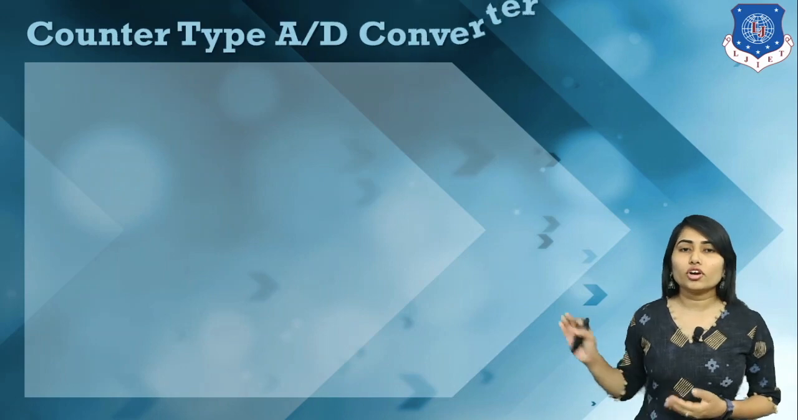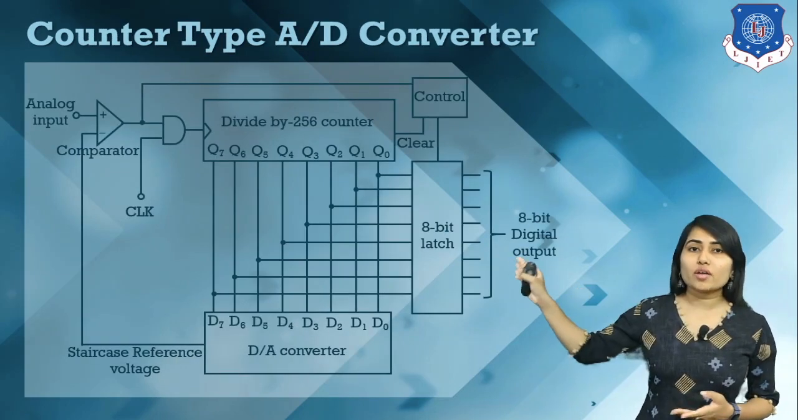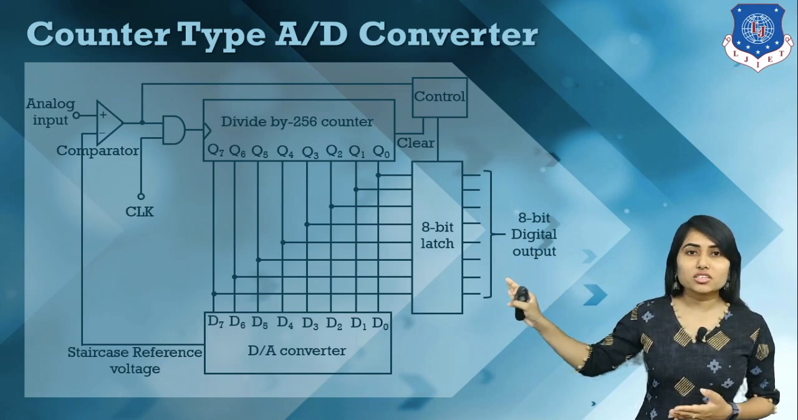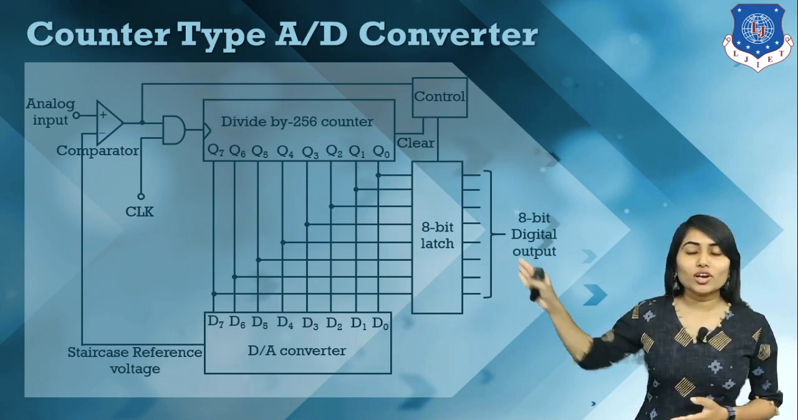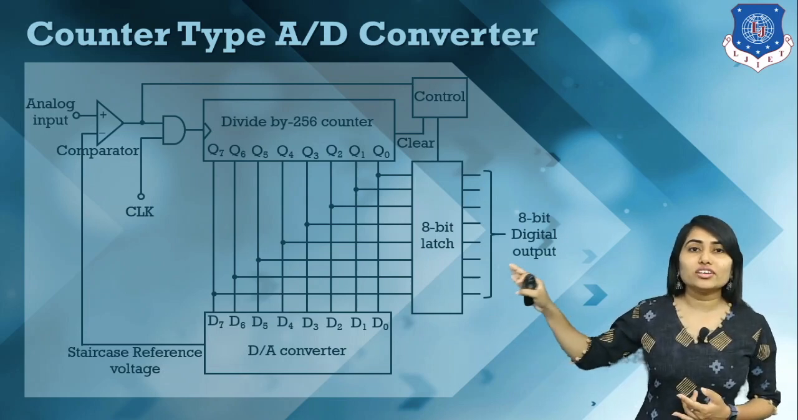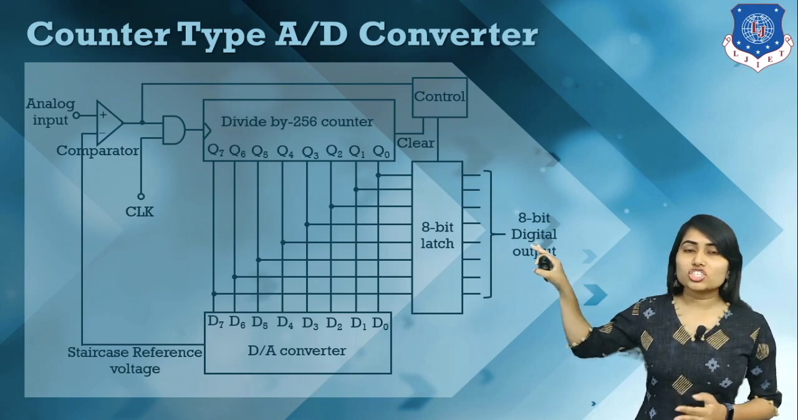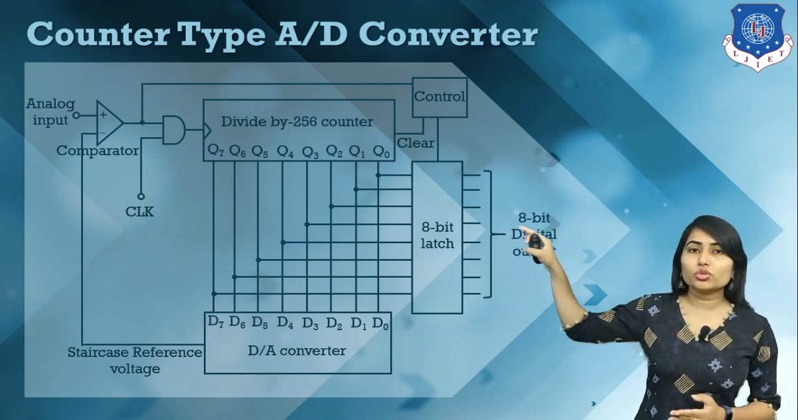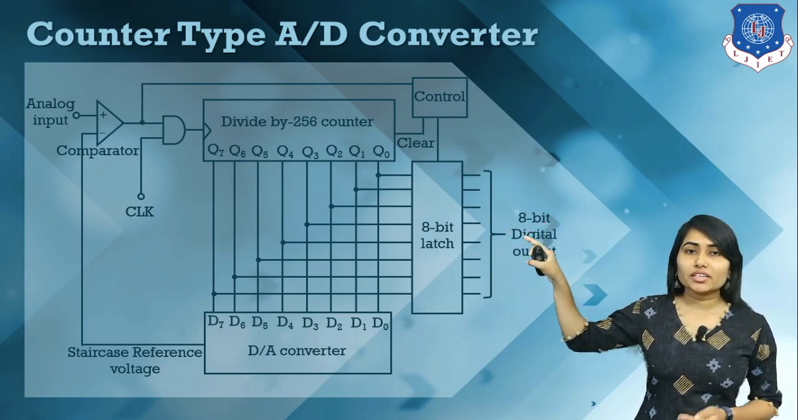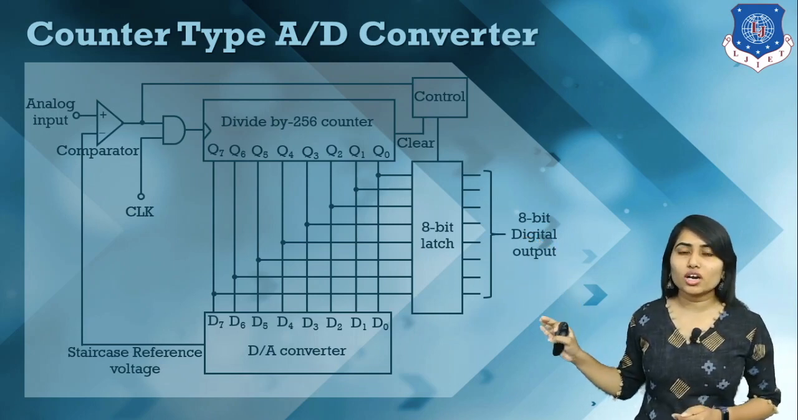Here we have a basic logic circuit for our counter type analog to digital converter circuit. Here we have a comparator which compares the value, that is our input voltage, with the digital to analog converter's value. This comparator's output is given to an AND gate. The AND gate has two inputs, that is our comparator's output and our clock signal. How will this work?